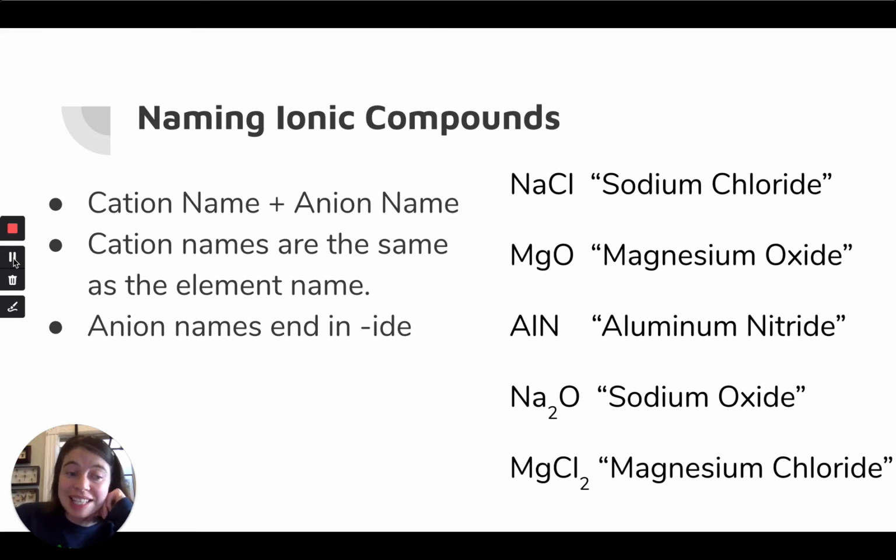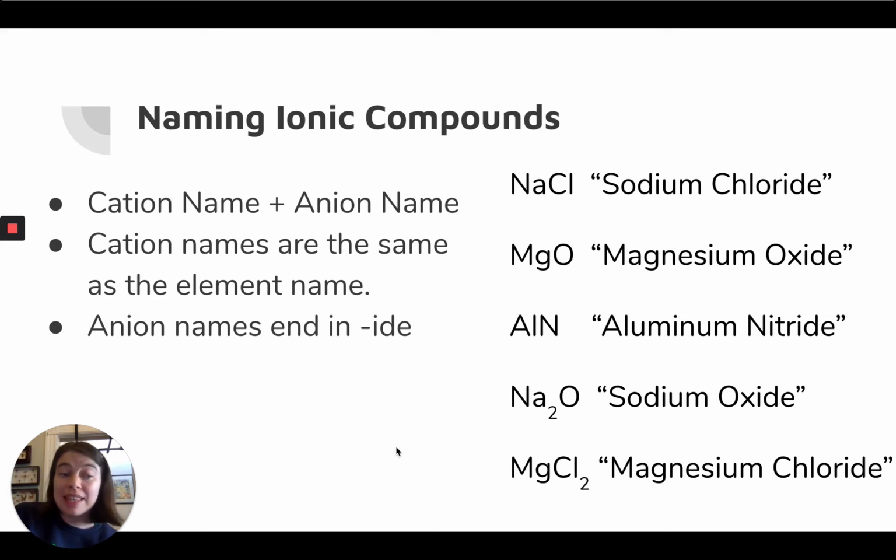All right, so the last thing I want to talk about with y'all is how we're going to name these. So when you're giving the name of an ionic compound, all you do is you name the cation and follow it up with the name of the anion. You always give the cation first, and you always give the anion last. That's true both in the name and in the formulas. So you'll notice in all of these formulas over here, the cation is coming first.